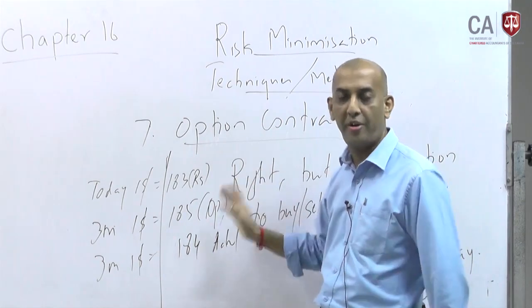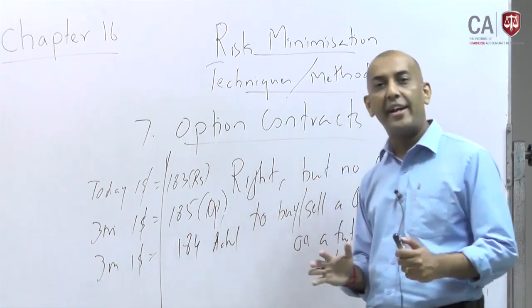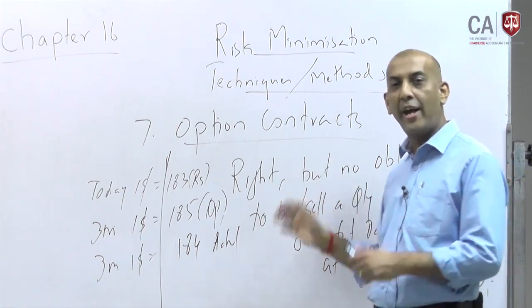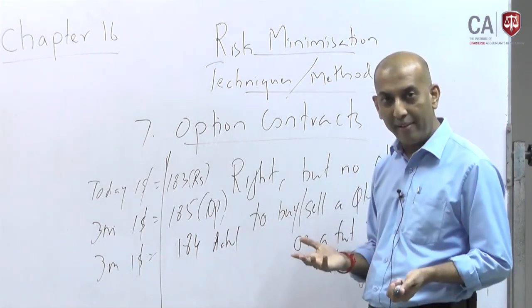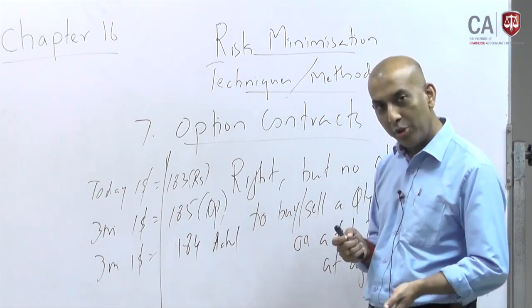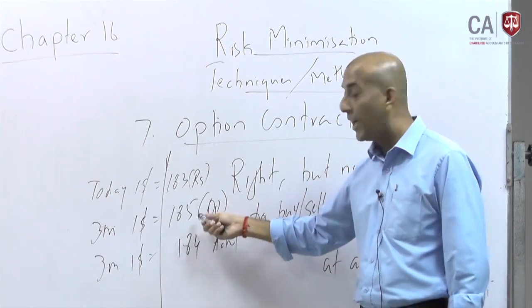This is what an option contract is. You have the right, no obligation. You don't have any obligation. So the bank or intermediary or anybody in that manner will not be finding fault with you or filing a case against you saying that you didn't exercise your option contract.